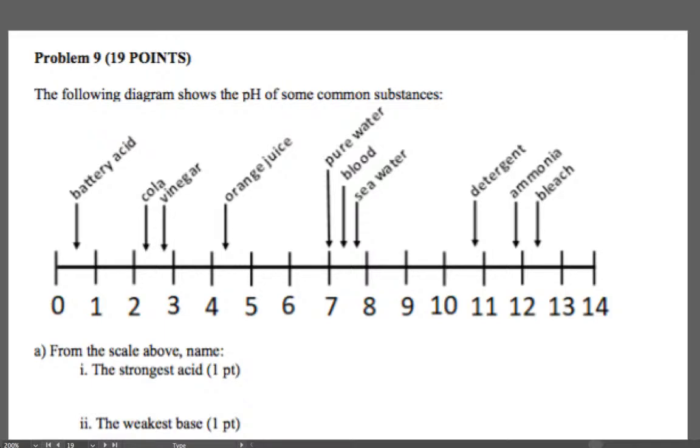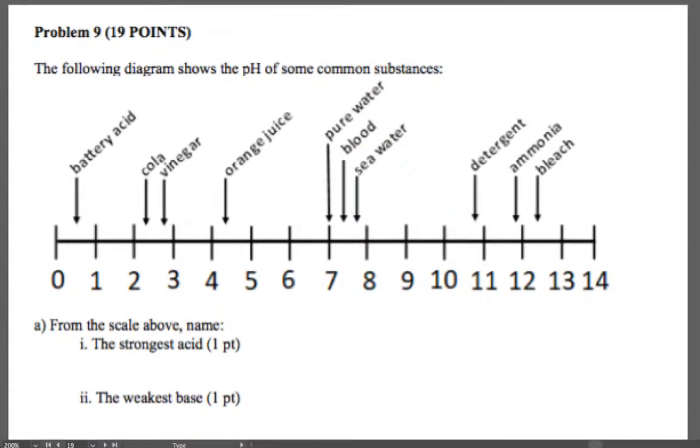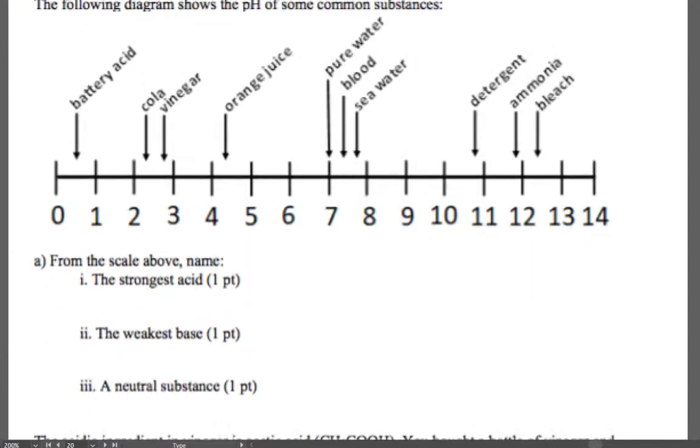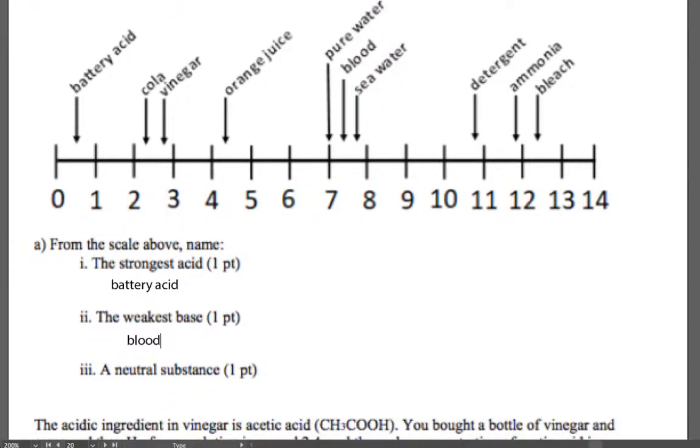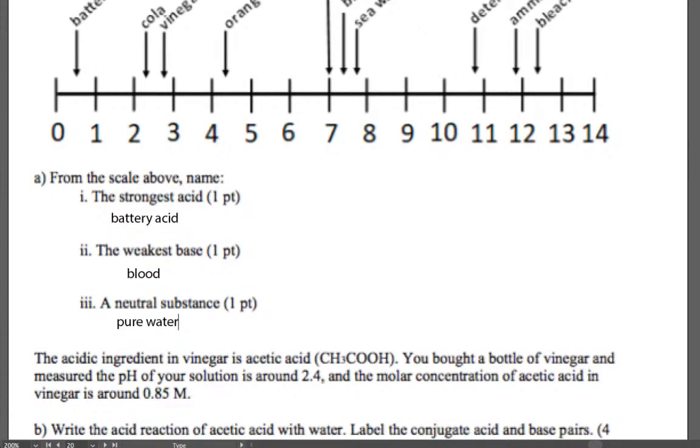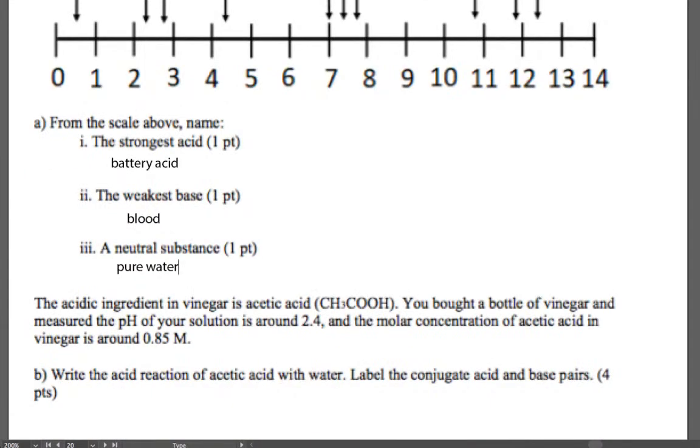54 minutes. Okay, good. The following diagram shows the pH of some of the most common substances. The strongest acid here is battery acid. The weakest base, you could say it's blood. I think blood would be the answer instead of battery acid, which is literally the weakest base ever. But instead I'll just say blood. And then the neutral substance is pure water. Simple. The acid ingredient in vinegar is acetic acid.